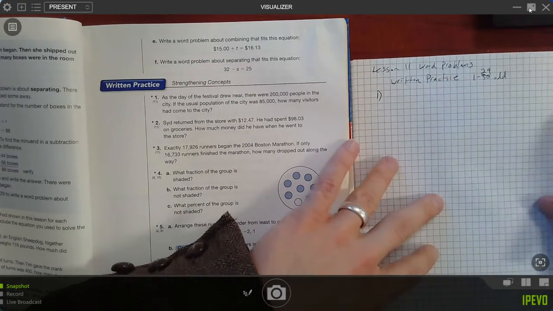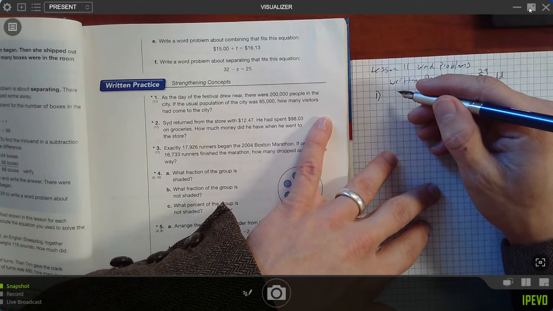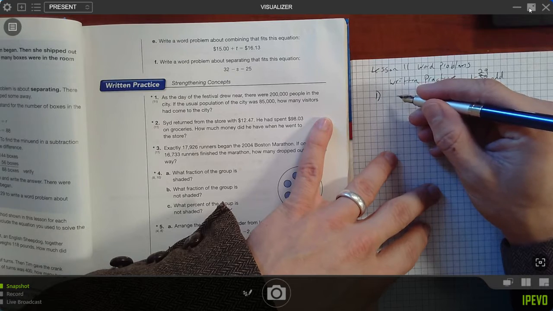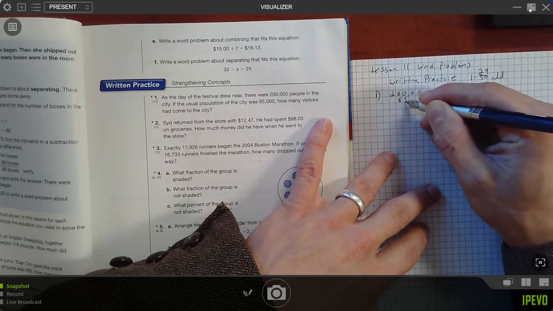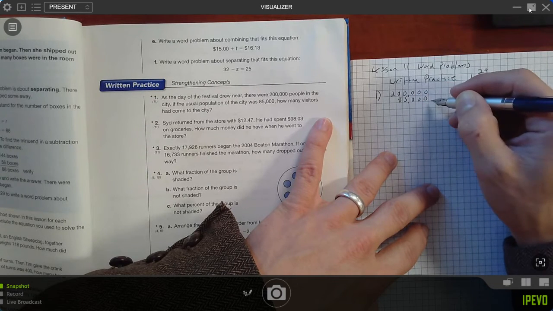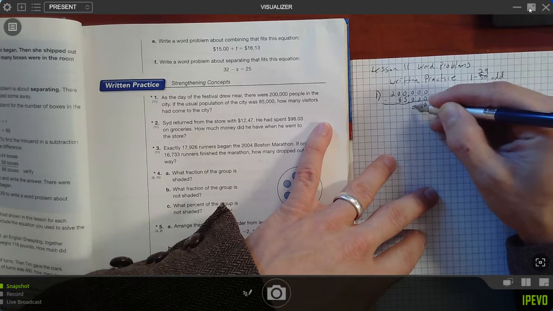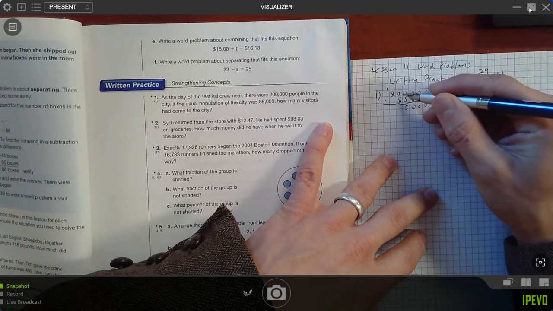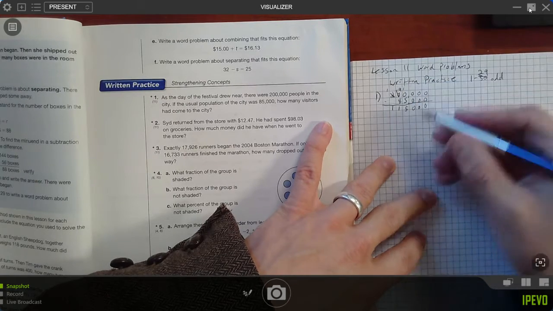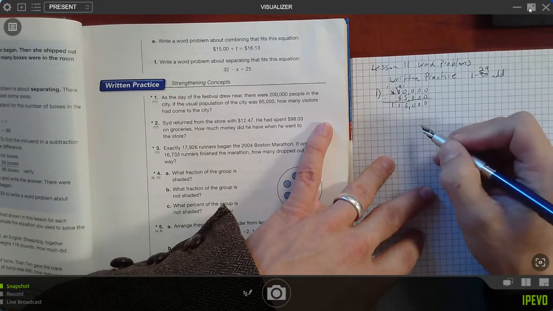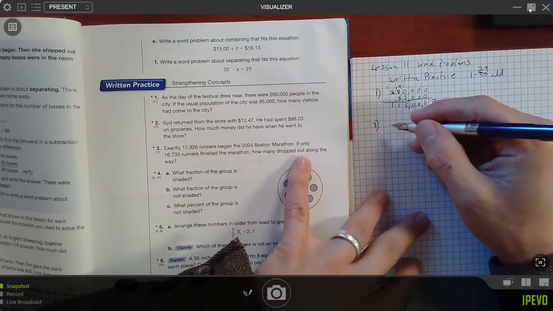All right. As the day of the festival drew near, there were 200,000 people in the city. The usual population of the city was 85,000. How many visitors had come to the city? Okay, so we start with 200,000, and we are taking away the 85,000 of the folks who actually live there. And we're trying to find the people who are coming. Okay? So 5, 1, 1. So 115,000 people came. Make sure to label your units. Exactly.